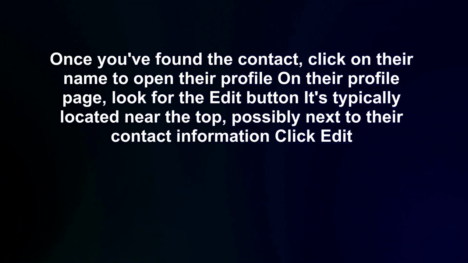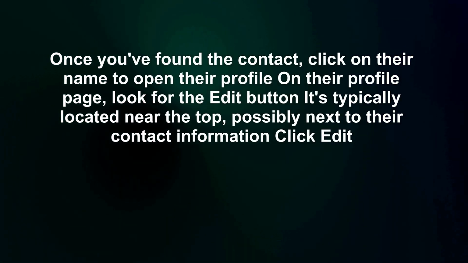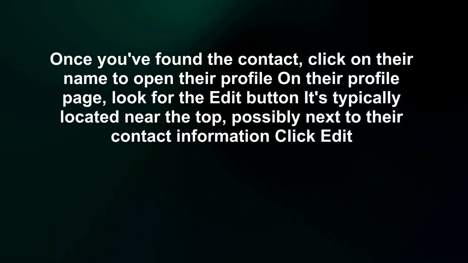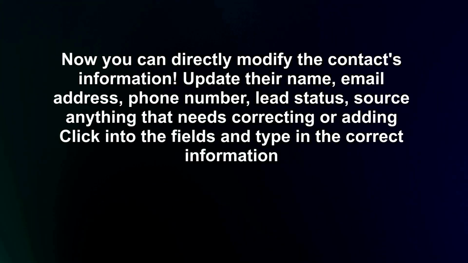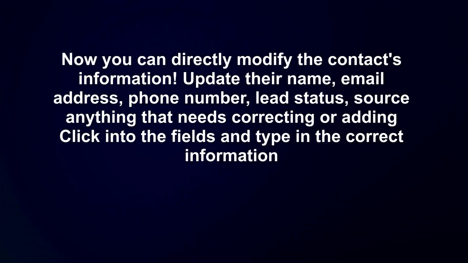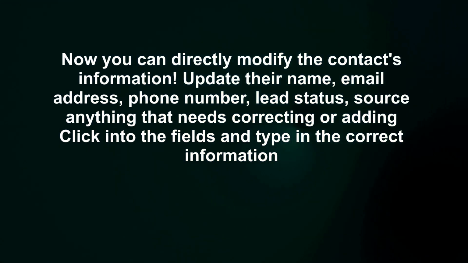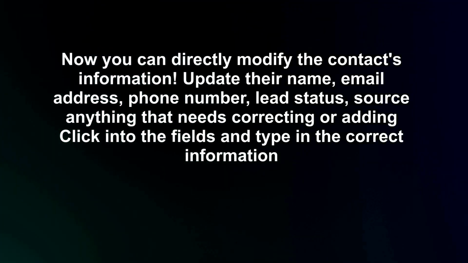On their profile page, look for the Edit button. It's typically located near the top, possibly next to their contact information. Click Edit. Now you can directly modify the contact's information. Update their name, email address, phone number, lead status, source, anything that needs correcting or adding. Click into the fields and type in the correct information.